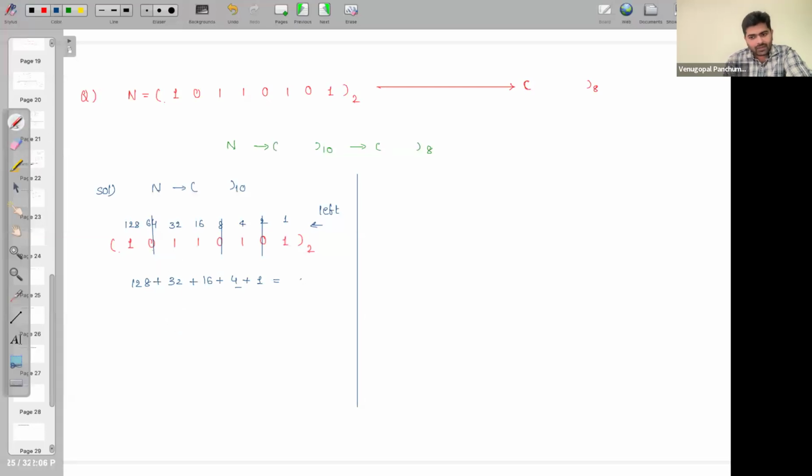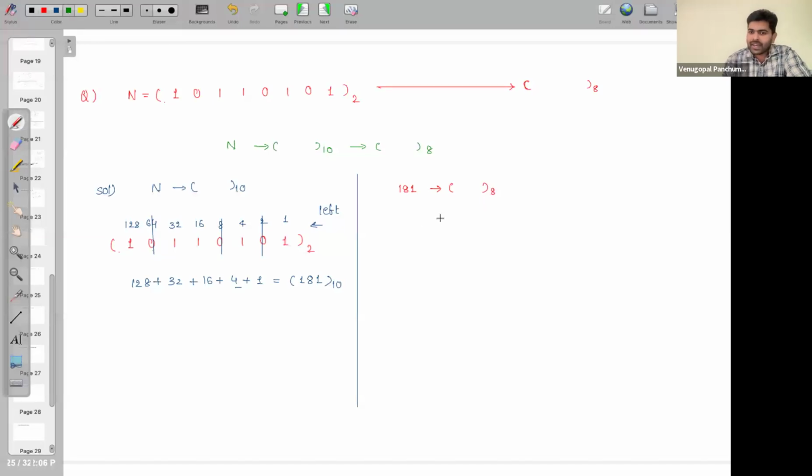This is 181. Right? This is in base 10 decimal. Now convert this back. Whatever this 181 is, now convert this 181 back to octal. Right? How will you convert this to octal?